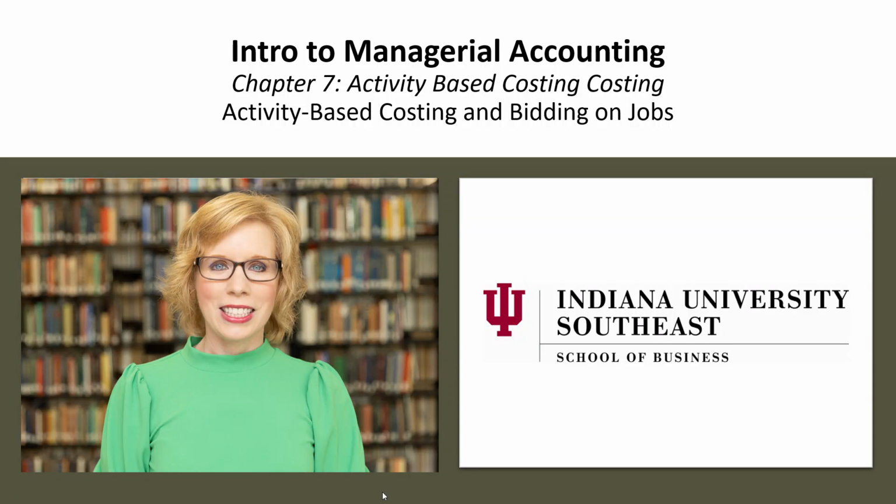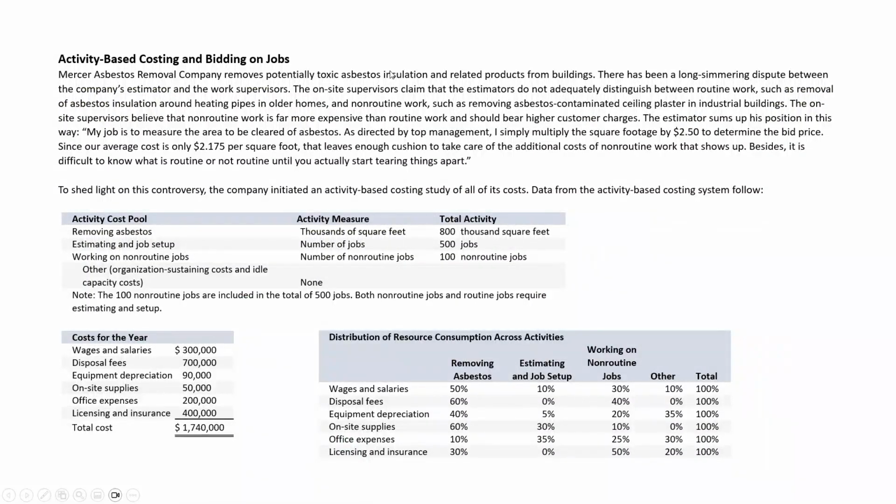In this video, I'm going to walk through an example of activity-based costing and bidding on jobs. We've got a company that removes potentially toxic asbestos insulation and related products from buildings. They work on a combination of routine and non-routine jobs, and they've been using a traditional costing system to this point. However, they're suspicious of whether it's creating the most accurate costing.